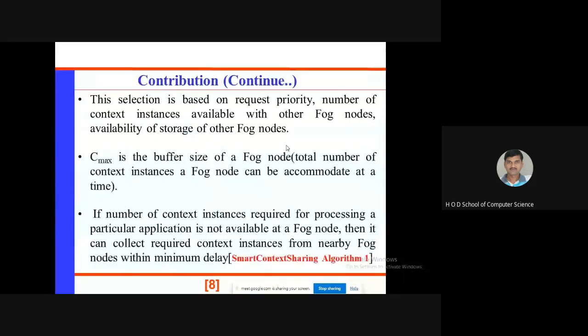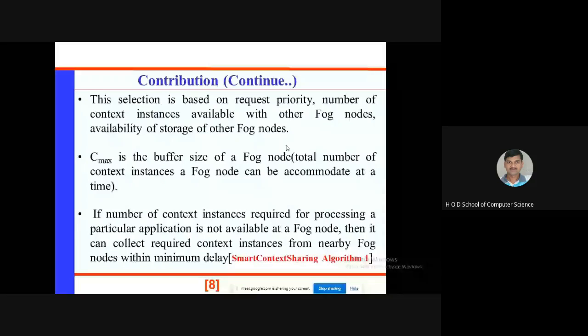Cmax is the buffer size, as I said in the diagram of the network architecture. Cmax is the buffer size of a fog node that indicates the number of instances that a fog node can accommodate at a time. If the number of context instances required for processing a particular application is not available at a fog node, then it can collect the required context instances from the nearby fog nodes within minimum delay.